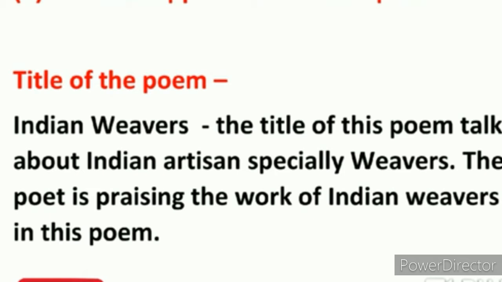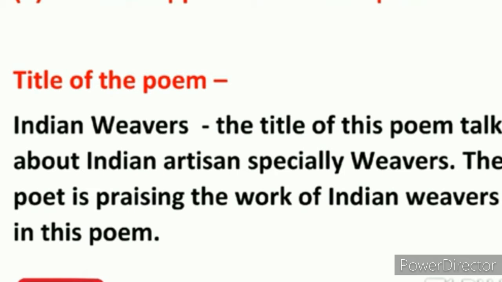To begin with the first point, that is the title of the poem. The title of the poem is Indian Weavers. This title talks about Indian artisans, especially weavers, wherein the poet is praising the work of Indian weavers in this poem. As we have seen in our earlier videos, the title of the poem is very metaphorically used, right?